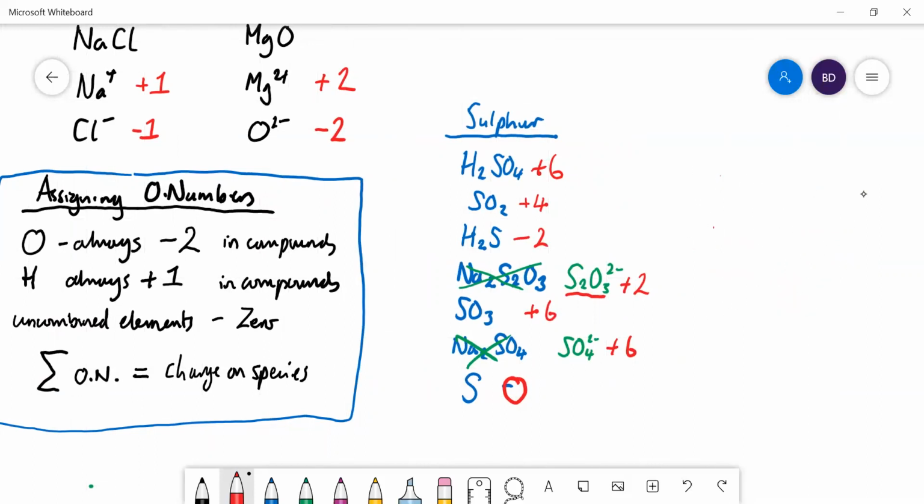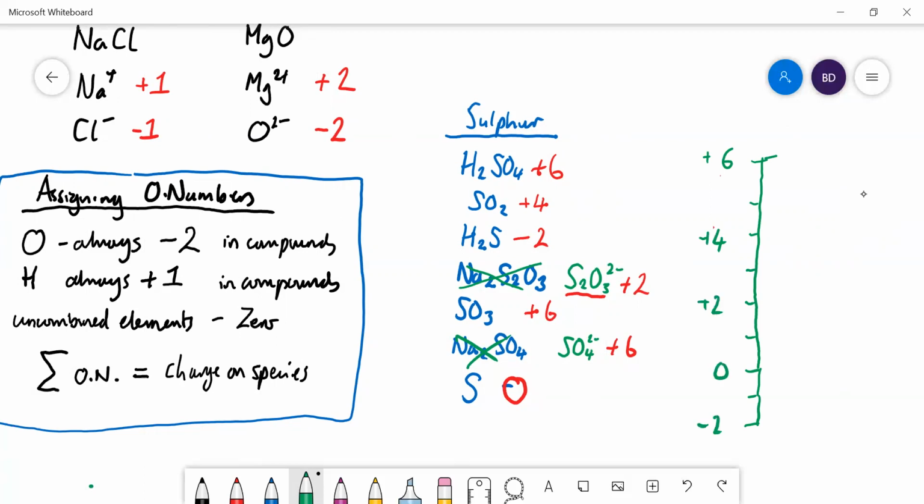Now the biggest oxidation number we've got is plus 6, and the smallest one we've got is minus 2. So we've got 6, 5, 4, 3, 2, 1, 0, minus 1, minus 2. So plus 6, okay, 0 and minus 2.